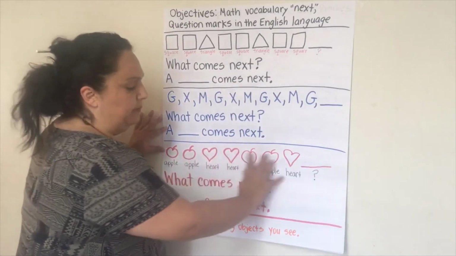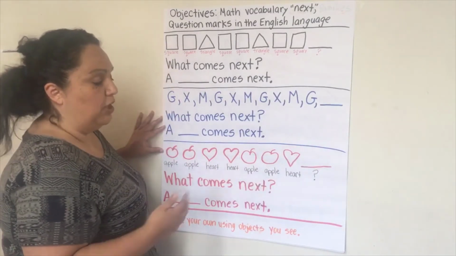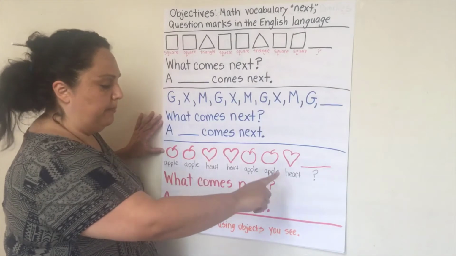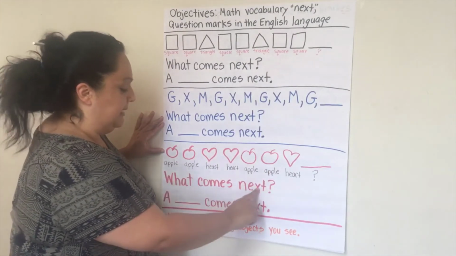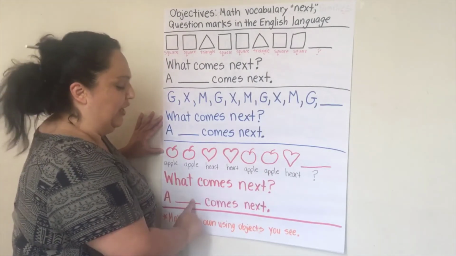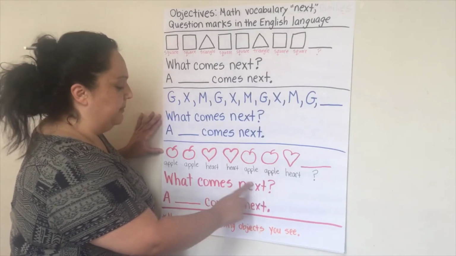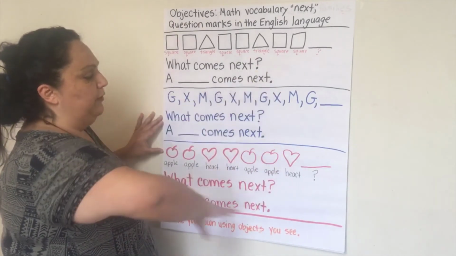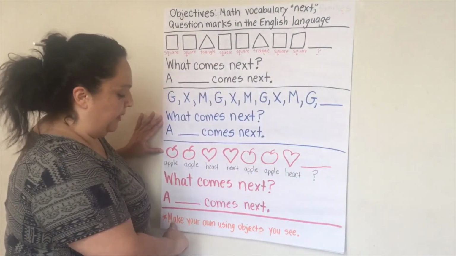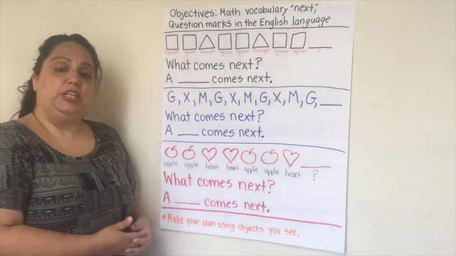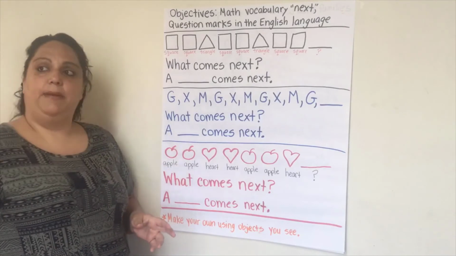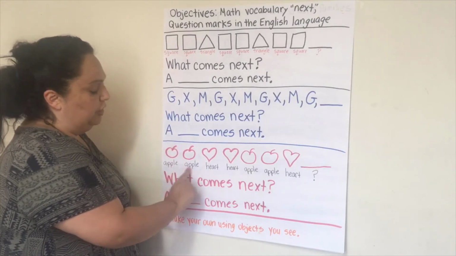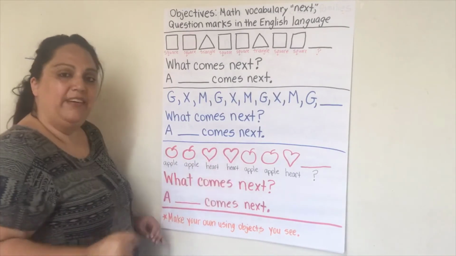Here I did the same thing with some common nouns. So apple, apple, heart. Okay, same type of idea. What comes next? A heart comes next. What comes next? A heart comes next. So you could fill in different things. Here at the bottom I put, make your own using objects you see. You could assign the newcomers to do that. They could pick objects around the room and draw them, and then underneath those objects you could write them out. Thank you.